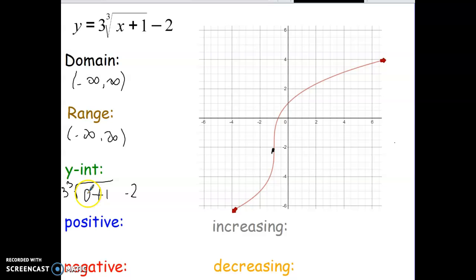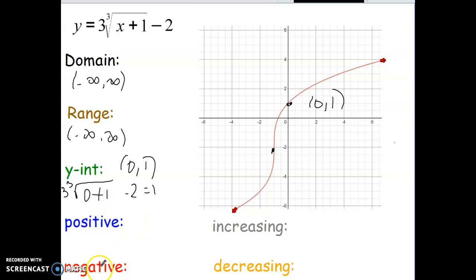All right, and let's see. 0 plus 1 is 1. Cube root of 1 is 1. 3 times 1 is 3, minus 2 is 1. And I can see that right there is the point (0, 1). That's my y-intercept. Okay, so positive.